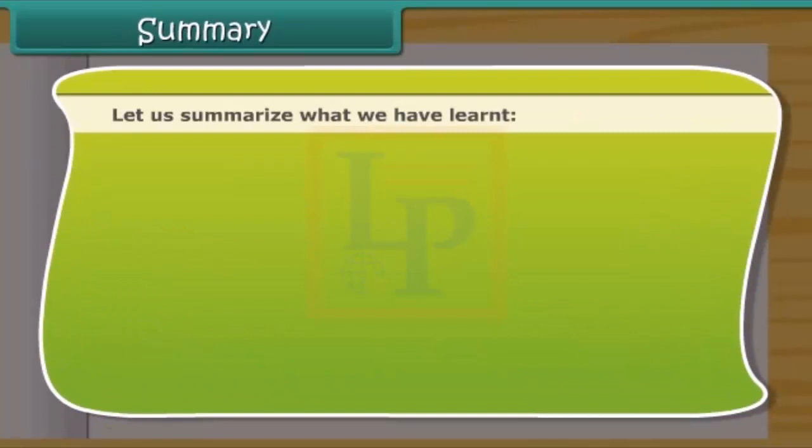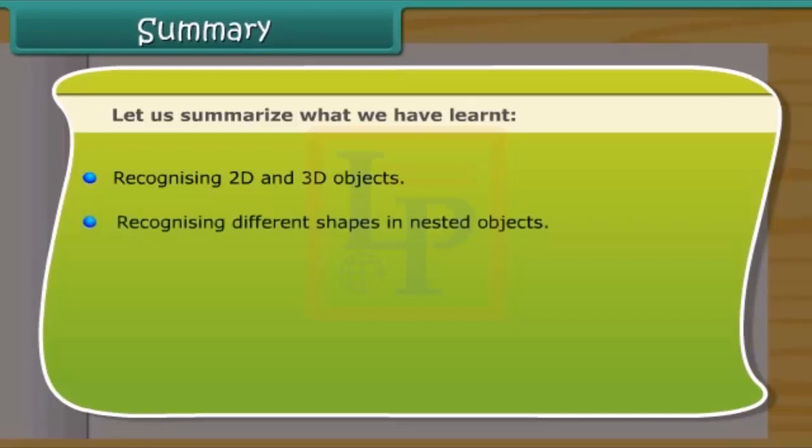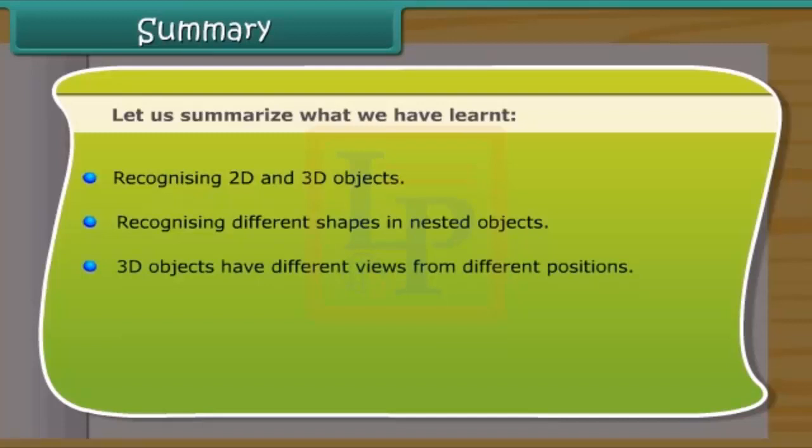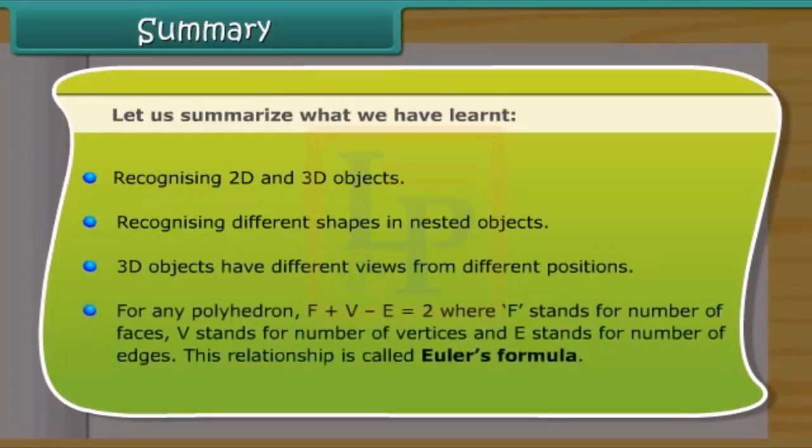Summary. Let us summarize what we have learned. Recognizing 2D and 3D objects. Recognizing different shapes in nested objects. 3D objects have different views from different positions. For any polyhedron, F + V - E = 2, where F stands for number of faces, V stands for number of vertices, and E stands for number of edges. This relationship is called Euler's formula.